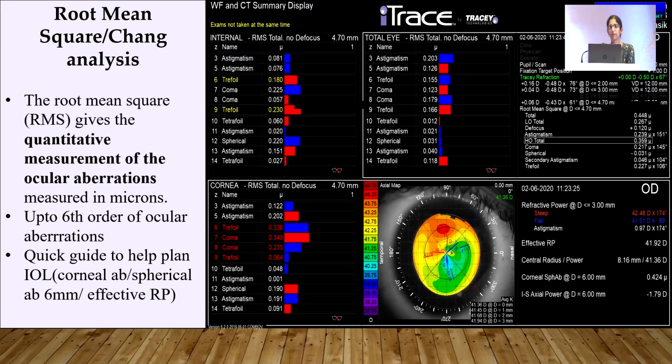Another interesting map which iTrace gives us is about the actual ocular aberrations. It is the only instrument which actually dissociates the corneal from the internal aberrations. It also gives us a quantitative measurement of the ocular aberrations up to the 6th order, and we can see this through this map.